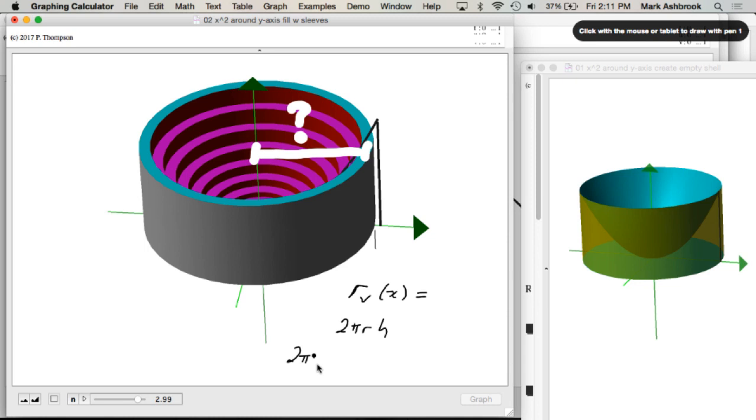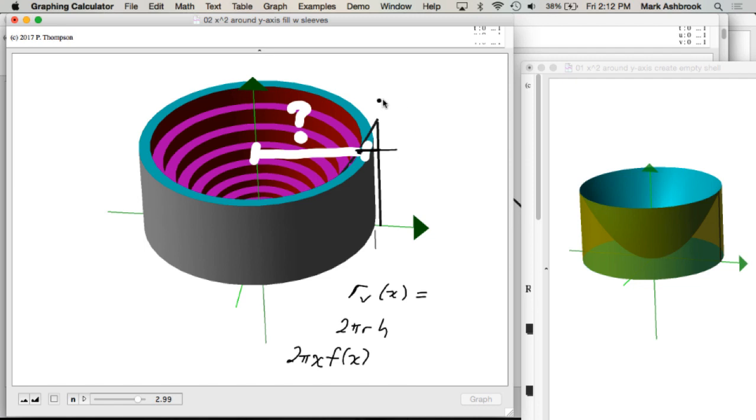What about the height? So what is the height of our current shell? So it's right here. Remember that we said the height of the shell is the value of the function at the inner radius of the shell. So it's just going to be whatever f of x is. So that's our rate of change function. 2 pi x f of x is our rate of change function.